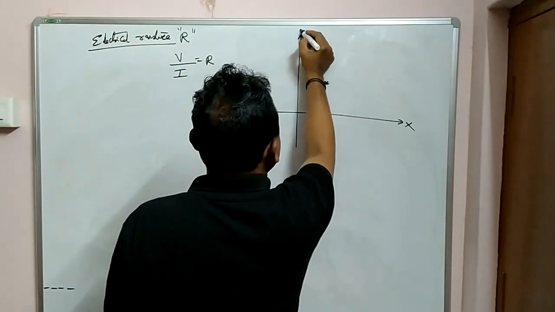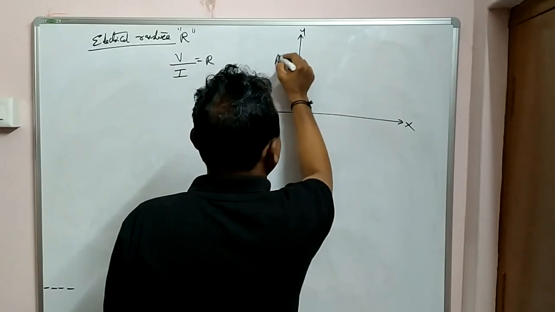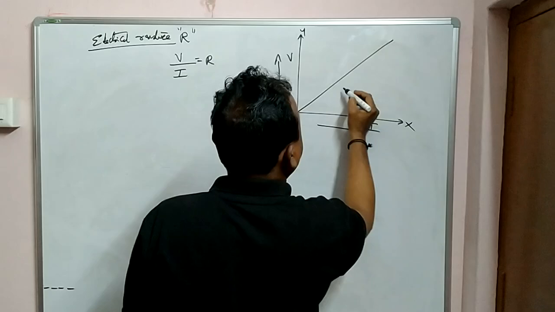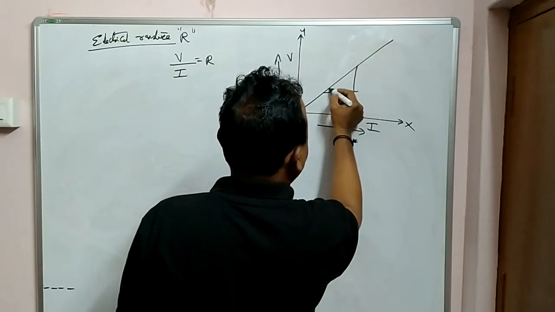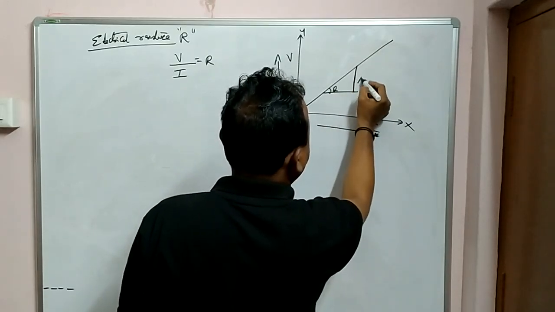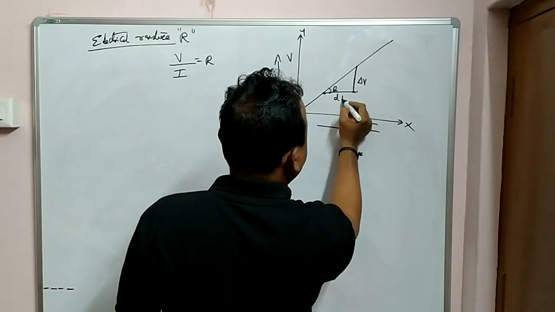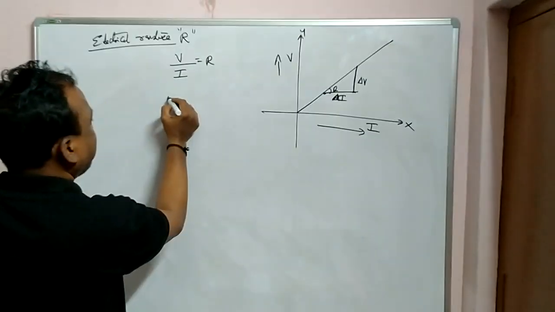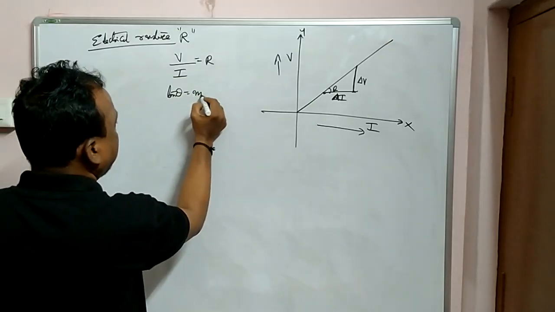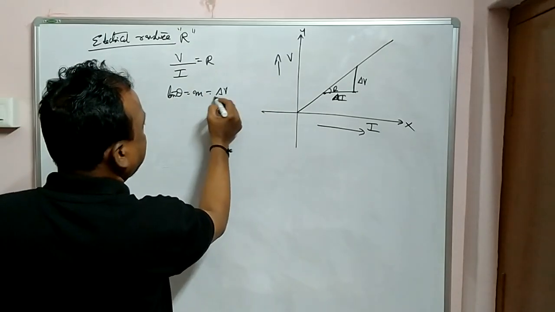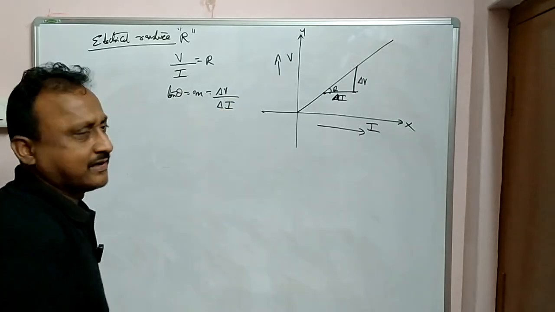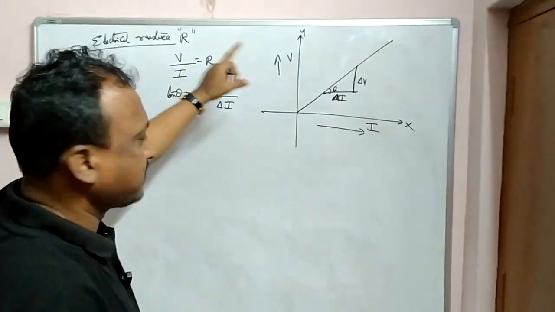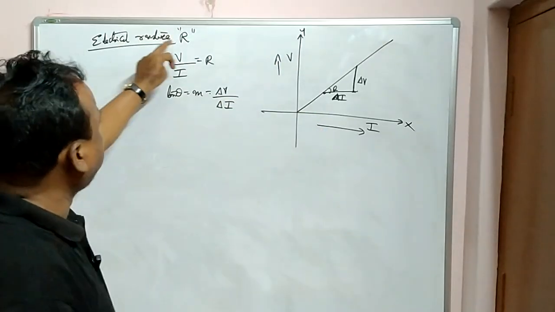Please make a note. Suppose we take V, potential, on the y-axis and current on the x-axis, the slope is a straight line. If you observe tan theta here, this is dV and this is dI, or delta V by delta I. So here what is tan theta, the slope? m is delta V by delta I. Later on, when we begin dealing with Ohm's law, I'll explain again. First of all, let us see what is electrical resistance.